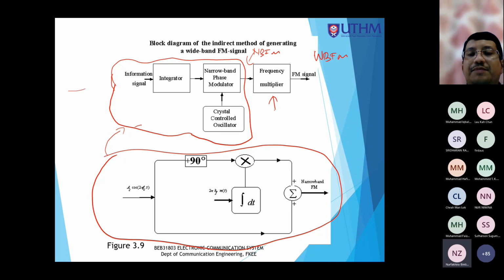So wideband FM is the commercial FM radio broadcasting system that we use frequently in our daily lives, in our radios. So normally when we listen to a radio station, it is under the category of wideband FM.